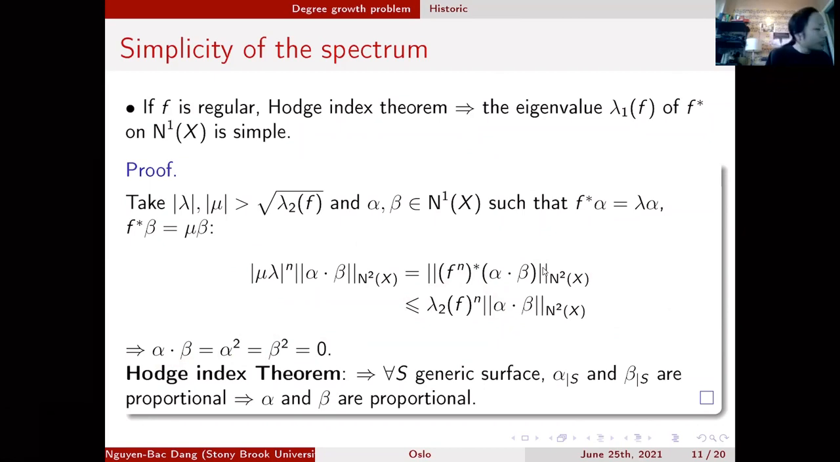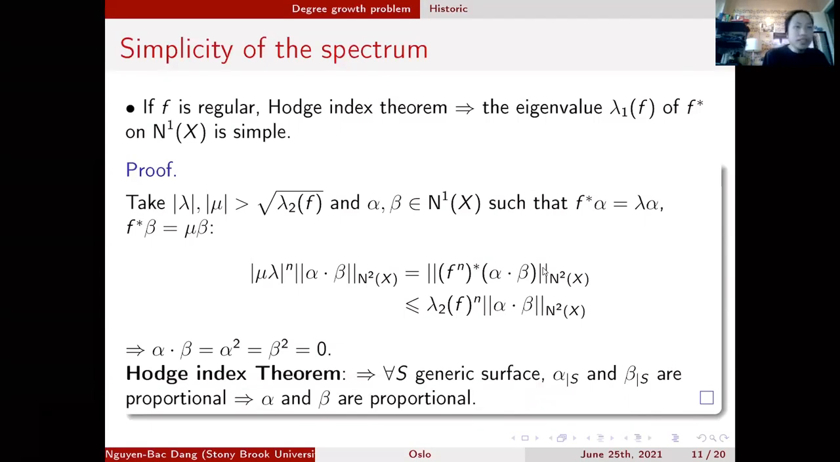So how does it work? You take any generic surface and you look at alpha restricted to S. So now you have a divisor on a surface S, and you look at beta restricted to S, and the Hodge index theorem on S tells you that alpha restricted to S and beta restricted to S are proportional. So for every S, you have a constant of proportionality. And a simple argument tells you that, in fact, the constant of proportionality is the same for every S. So alpha and beta are proportional.